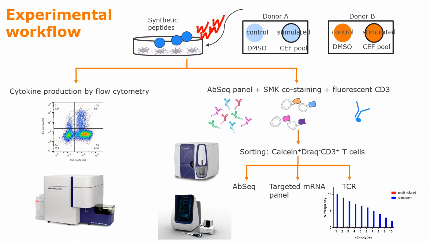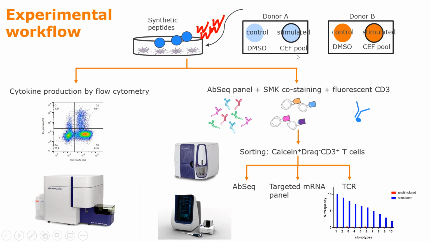In our experiment, we isolated PBMCs from two donors and further divided the sample into two groups, the DMSO control and the stimulated experimental sample. The cells were stimulated using a commercially available 32 peptide pool called a CEF pool. CEF stands for CMV, EBV, and flu because these 32 antigens came from those viruses.